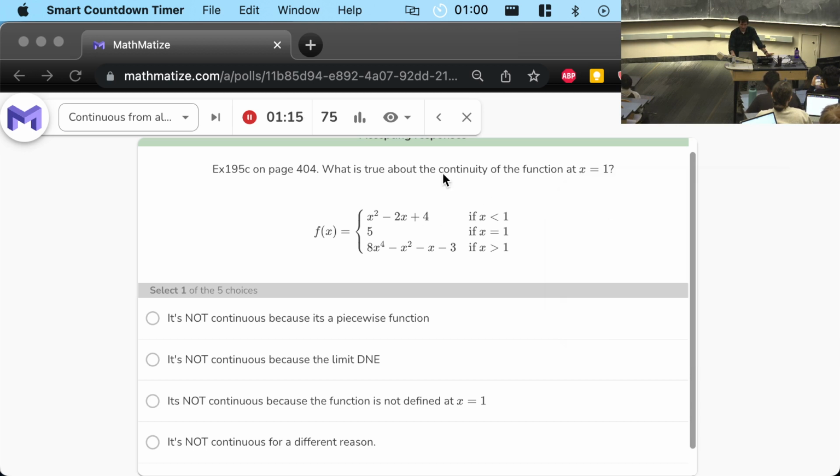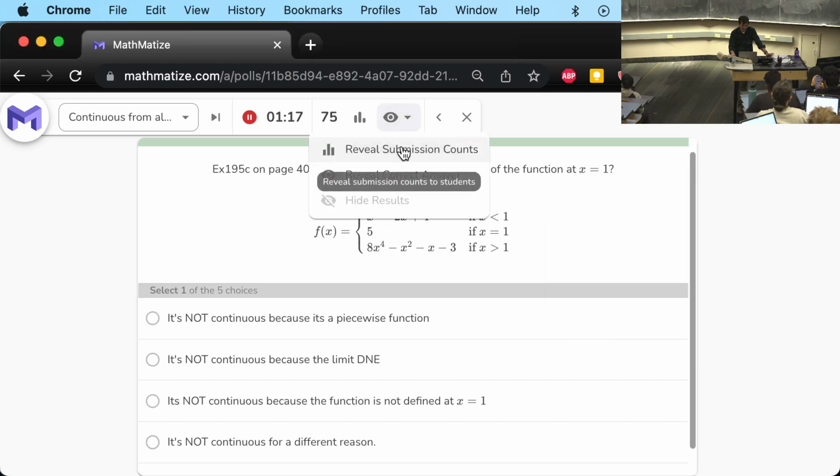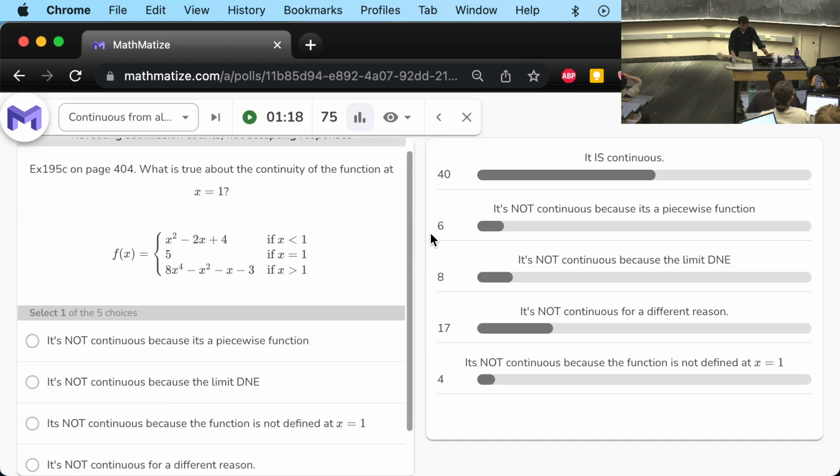All right, let's take a look at what people said. OK, so somewhat split again. So 40 people out of 75 are in is continuous. Half the people are in it is continuous. Half the people are in is not, but for various different ways. Some of them, I said, are just never going to be right. So it's continuous because it's a piecewise function is never right. That is not a reason something is or is not continuous. The reason always has to do with the value of the limit and the value of the function. So that's definitely wrong. I said that one already.